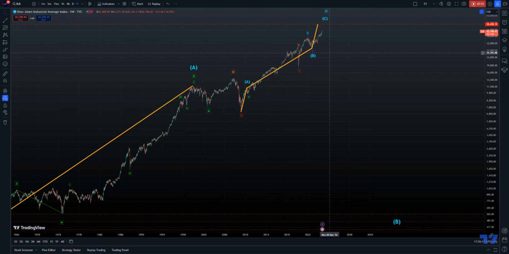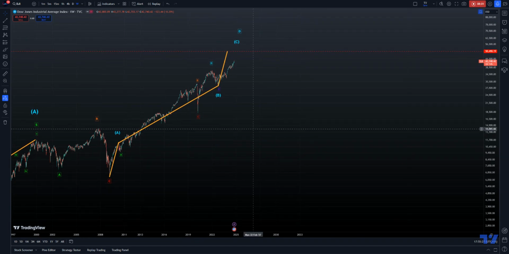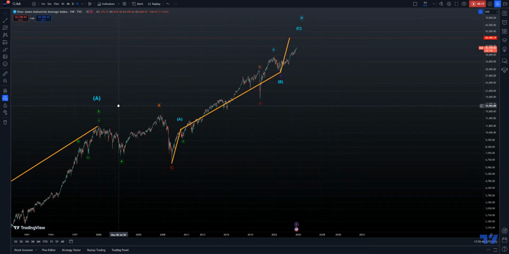So having had this expansion of a wave D, and if the internal portion of that has been identified correctly thus far, then it would be my opinion that if we hit roughly 50,000 in this market, we're going to see the start of wave E down for the B wave of the zigzag, right? This is a long-term pattern.